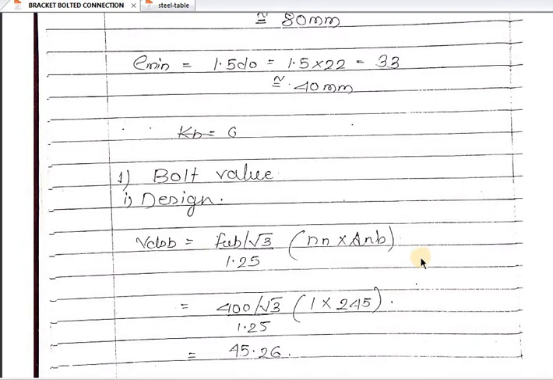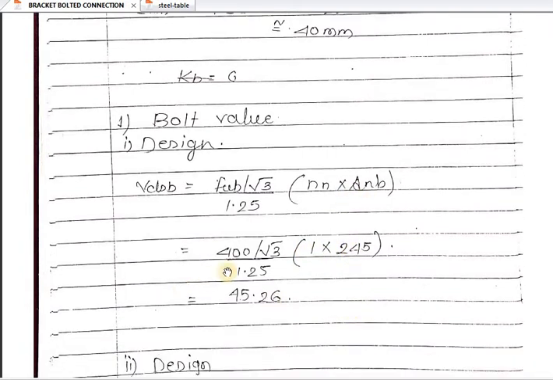We are always taking ns asb as 0, so we have not written it here. Directly we have used this formula, and ns asb we have not taken, because in every problem we are assuming it as 0. So directly we are putting the values: fub as 400, root 3 is 1, gamma mb is 1.25, nn, the number of shear planes intersecting, we are assuming as 1. Anb we have calculated as 245. After calculations and multiplications, it comes to be 45.26 kilo Newton.